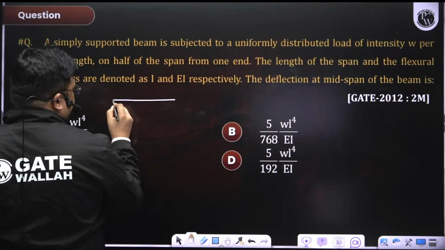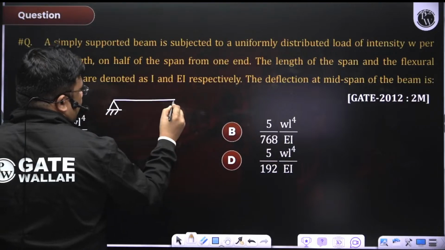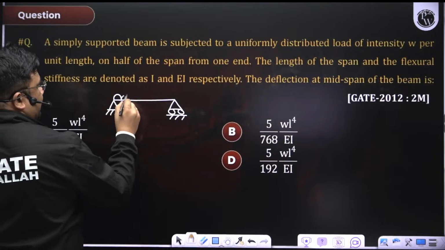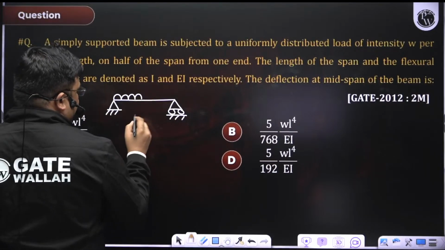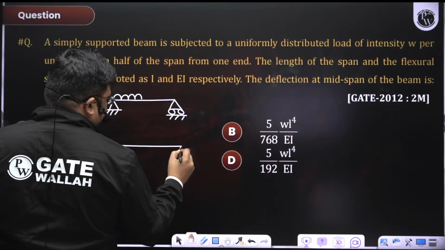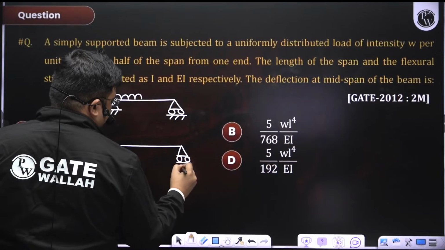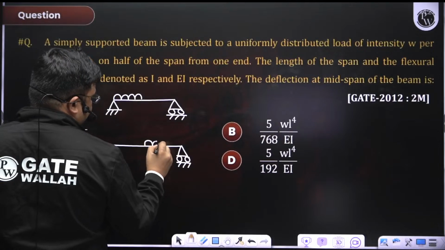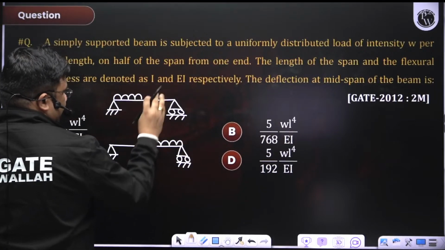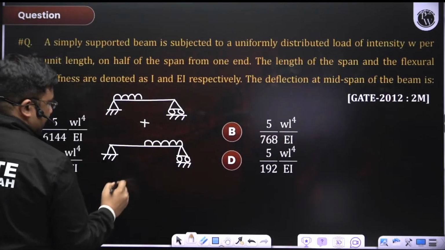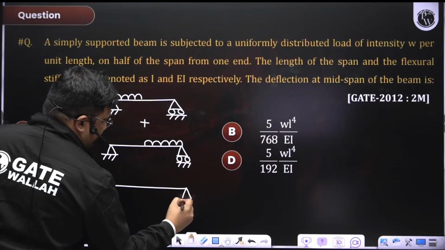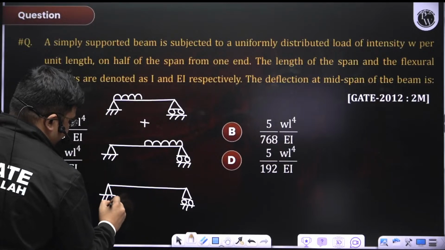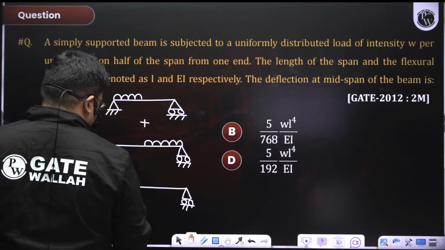Now see what is given in this question. It is given that the UDL is acting on half of the length, starting from one end. So something like this it is acting. Now see, this is similar to this. These two loadings are the same, this and the other half. So this plus this will give me the total one, because it is pinned at both ends.